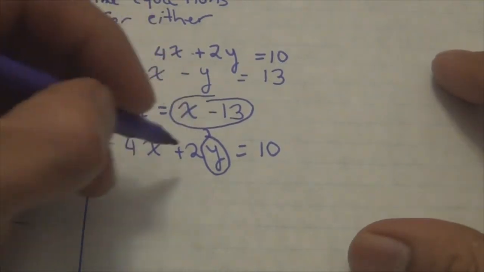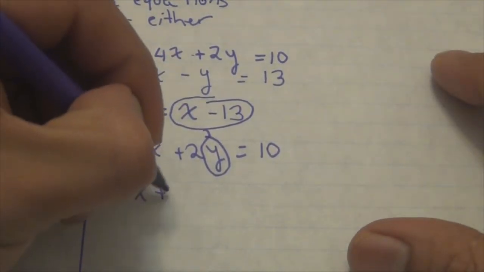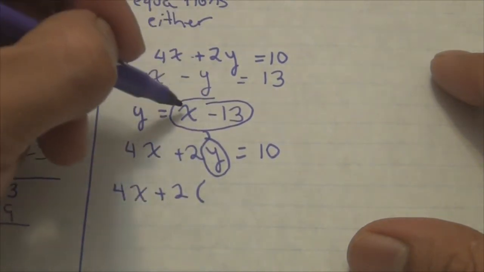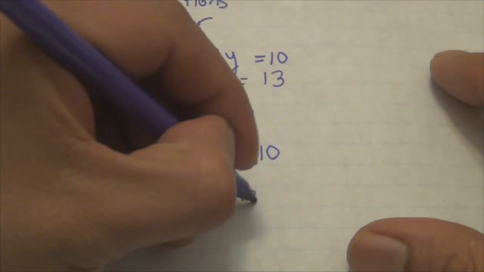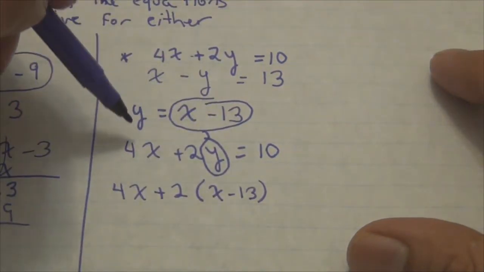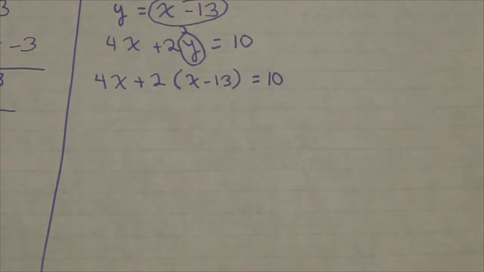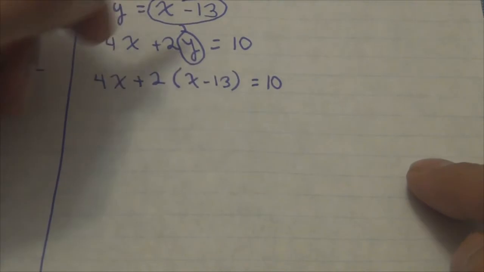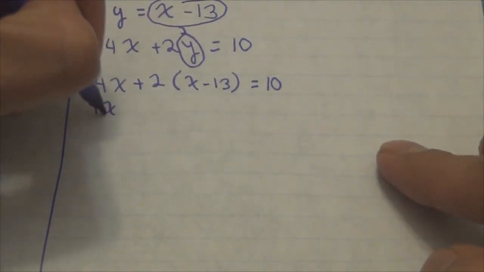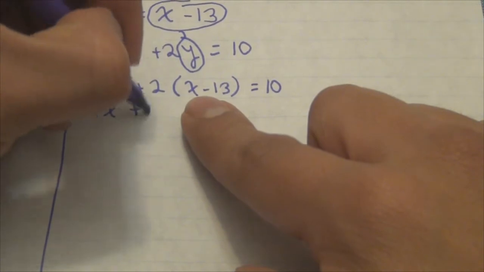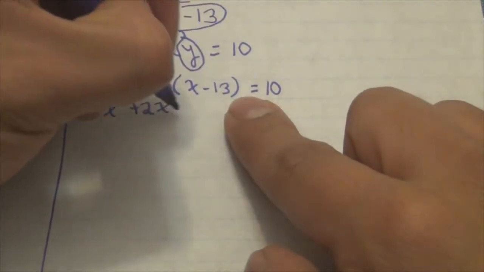Okay. So now what do I write? 4x plus 2 times y, which is x minus 13, equals 10. Okay. So now we see we don't have a y anymore. We just have x's, and now we're going to solve the equation for x. So what are the golden rules? Well, let's see. Do I have any distributive property? Yes. So let's use it. 2 times x is 2x. 2 times negative 13 is negative 26.